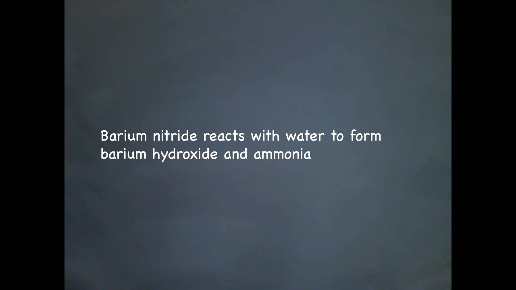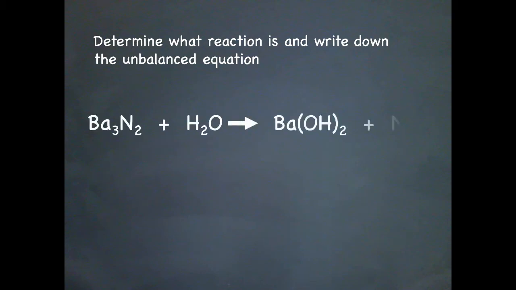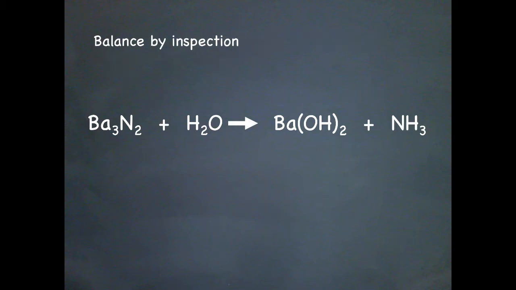Barium nitride reacts with water to form barium hydroxide and ammonia. The first thing I need to do is determine what the reaction is, and I need to write down the unbalanced equation. I'm going to leave gaps between each molecular formula so I have room to put coefficients in. Now I have to balance by inspection.